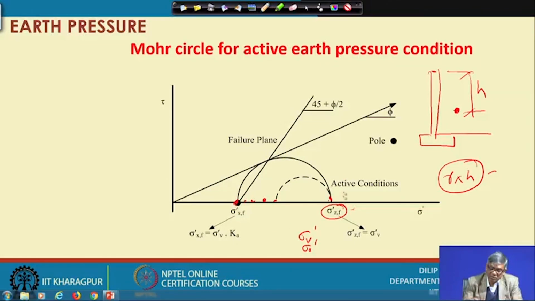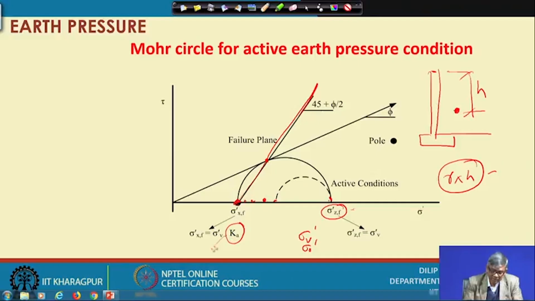Through this I can draw a Mohr circle, and since this is the failure minimum value, this is the point of tangent. Joining these two points gives you the failure plane, and if you see geometrically, this will come to 45 degree plus phi by 2. I will show that later on. So, this value will be whatever sigma v dash we had there, multiplied by K a.